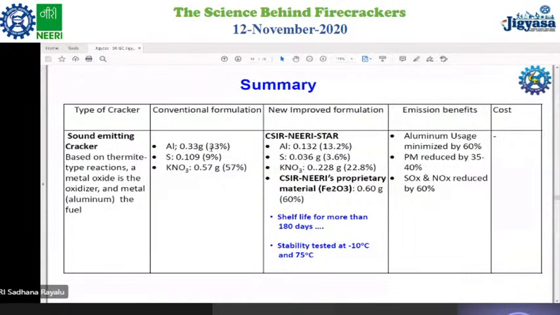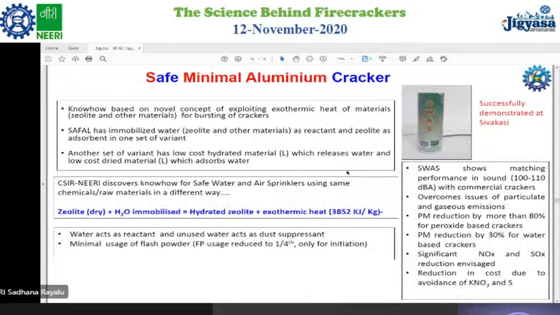Aluminium was 33%. Now it has gone down to 13.2%. This was 57%. Now it has come back to 22.8%. Now, how did this happen? Besides using all this, we have put into use NEERI's proprietary material, which has helped us in reducing the quantity of chemicals, but at the same time, we are able to maintain its functional performance in terms of sound, in terms of light, and so forth.